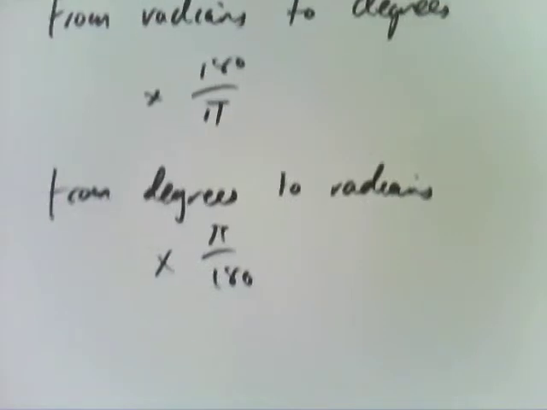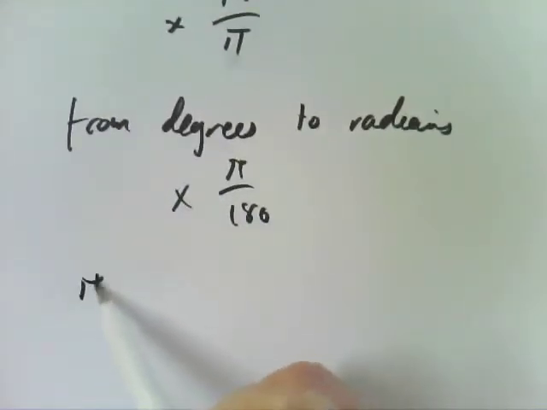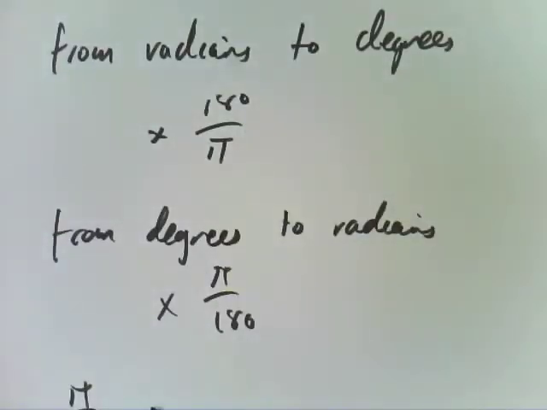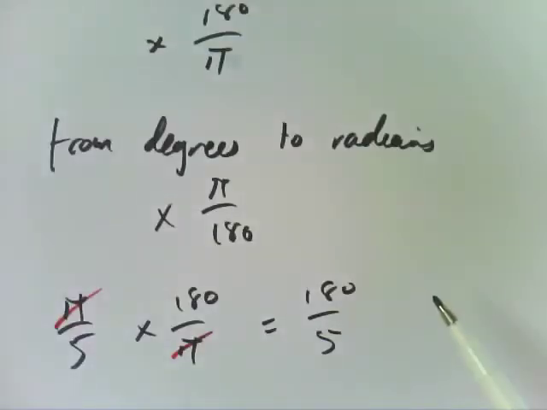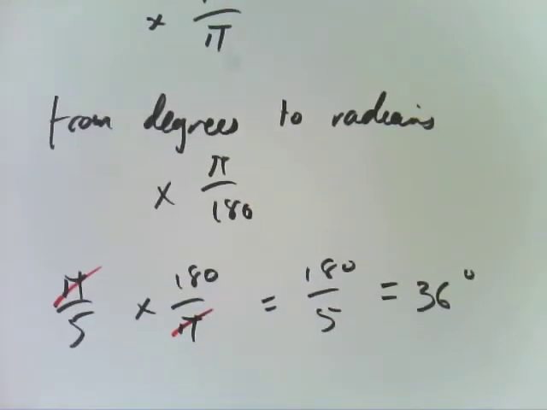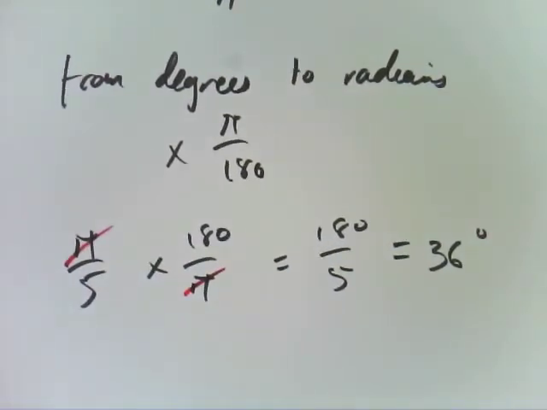Now if we put that back into practice, where we're doing pi on 5 and converting from radians to degrees, which means we're multiplying by 180 over pi, you'll see that our pi's cancel. We end up with 180 over 5, which actually turns out to be 36 degrees.